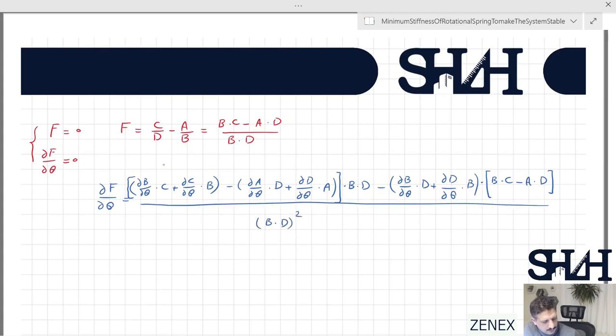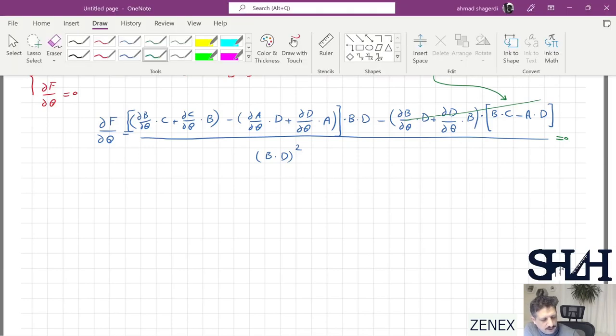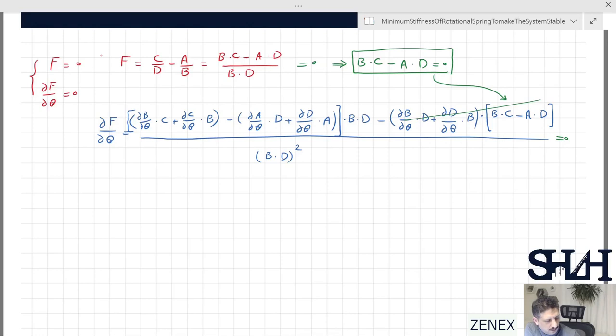divided by the denominator to the power of 2. So now, if this is 0, this is 0. From the first equation, BC minus AD will be 0. So if we look at the second equation, this term will vanish, and we can see that to have this fraction be 0, the numerator should be 0. The numerator is the derivative of B with respect to theta times C plus the derivative of C with respect to theta times B, minus the derivative of A with respect to theta times D plus the derivative of D with respect to theta times A, times B and D, equals 0.